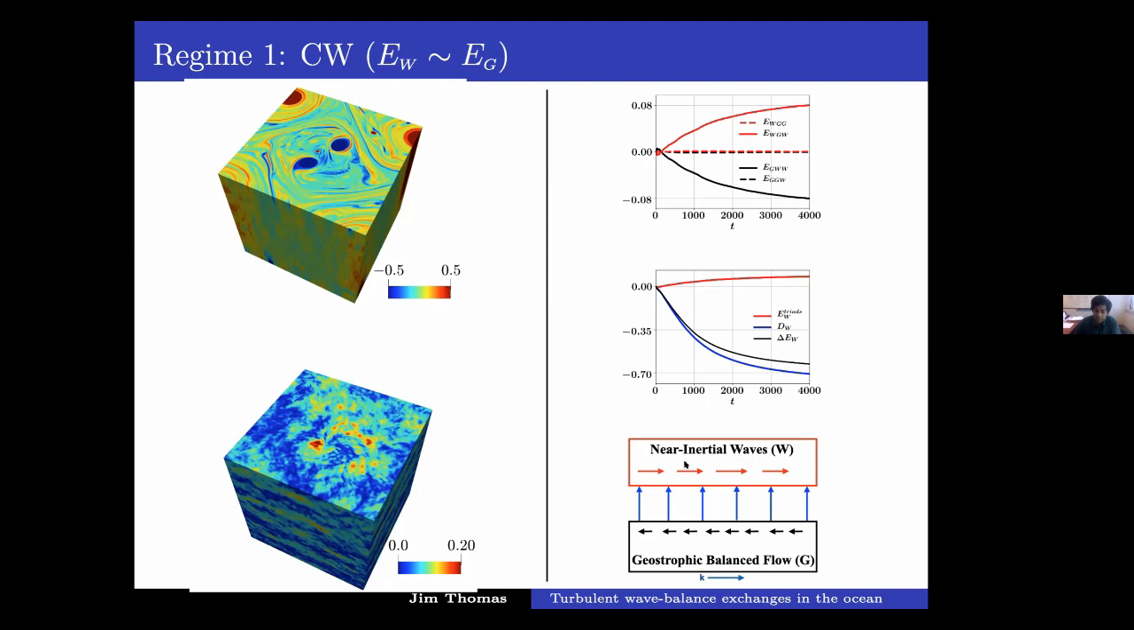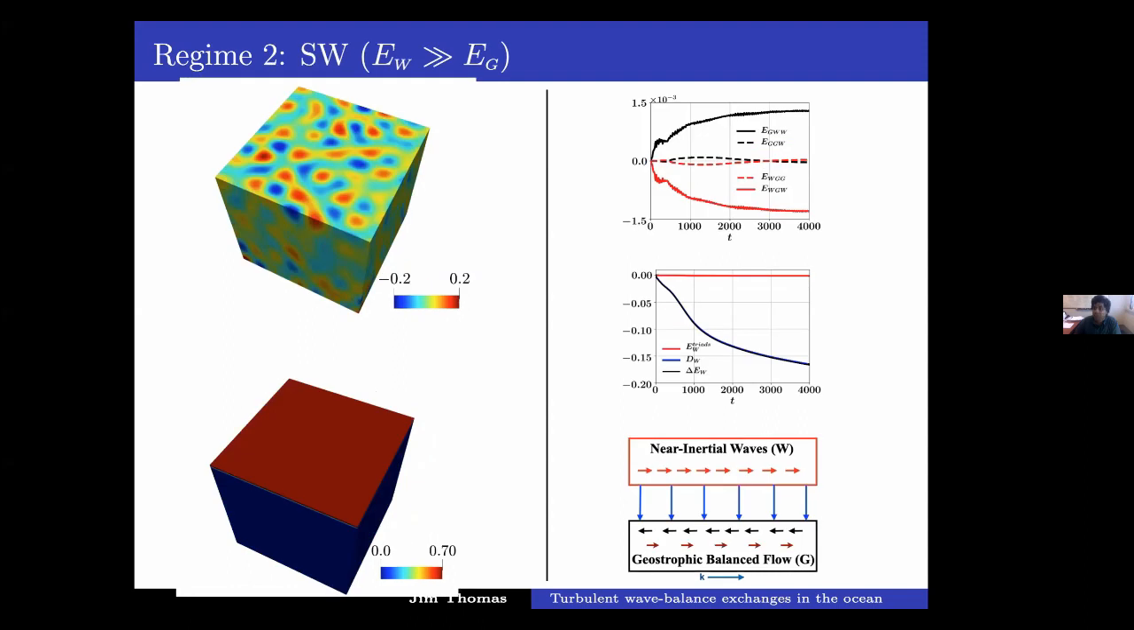Near-inertial waves, the arrows, wave numbers are increasing to the right. So near-inertial waves have a forward energy cascade. Energy is going to smaller scales as they propagate vertically. In this process, they extract energy from the geostrophic balance flow. And the geostrophic balance flow is sending energy to larger scales with time. The inverse energy cascade is operational here. So this is the total energy transfer diagram in a parameter regime where wave and balanced energies are comparable.